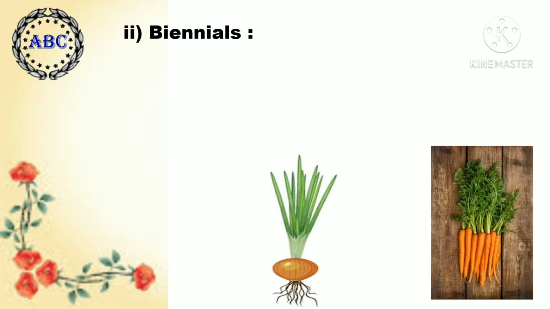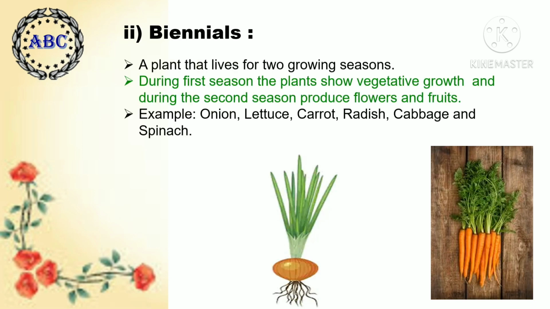Then the second one is the biennial plants, plants that live for 2 growing seasons. During the first season, the plant shows vegetative growth, and during the second season, they produce flowers and fruits, and after that, the plants die off. Examples are onion, lettuce, carrot, radish, cabbage, spinach, and so on.